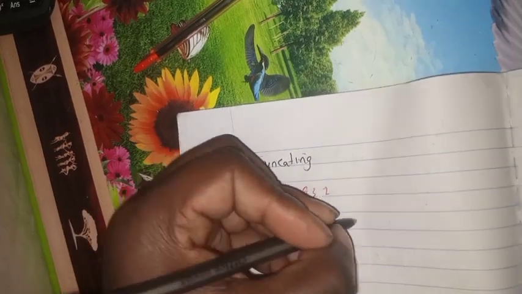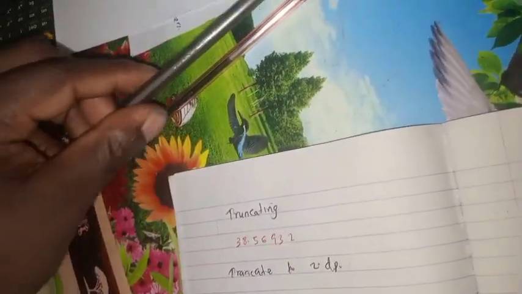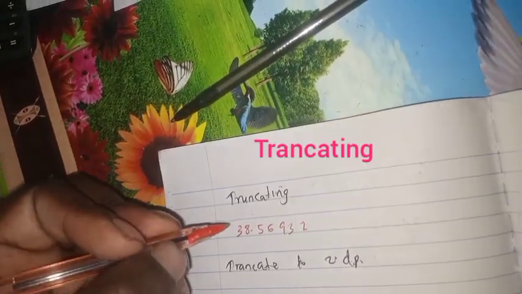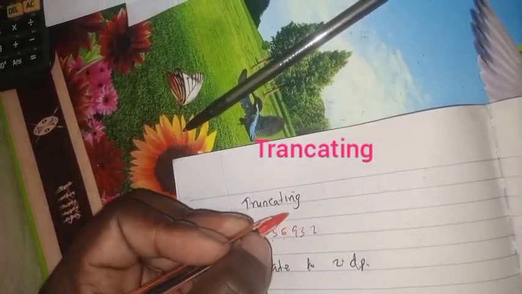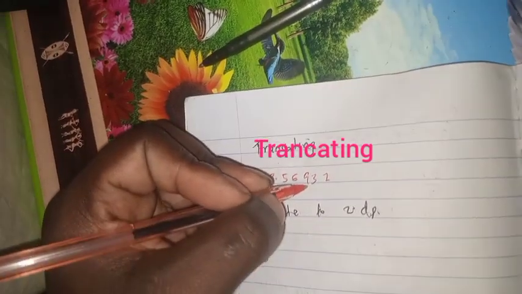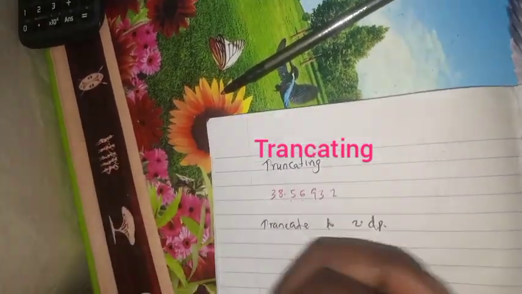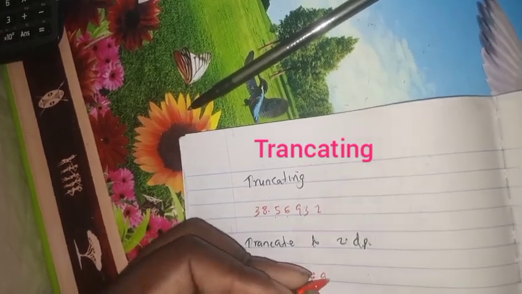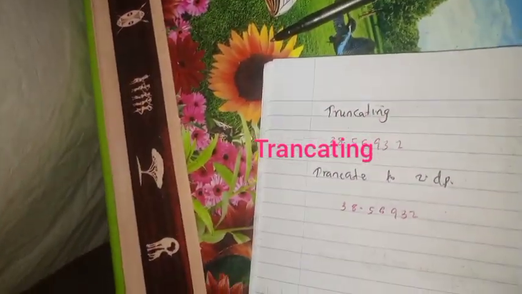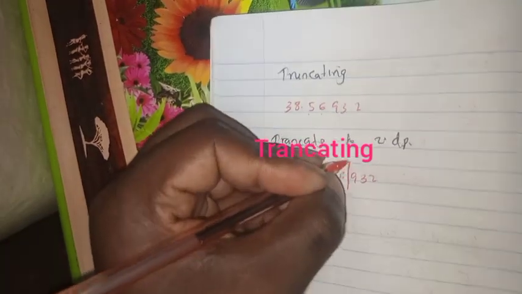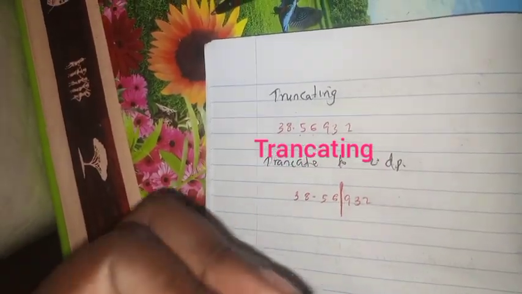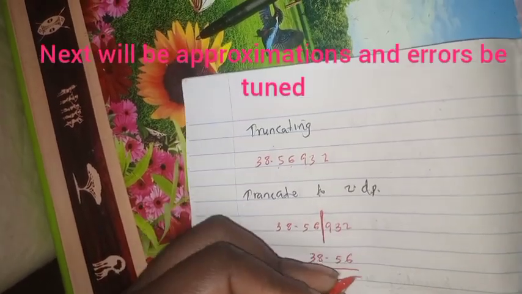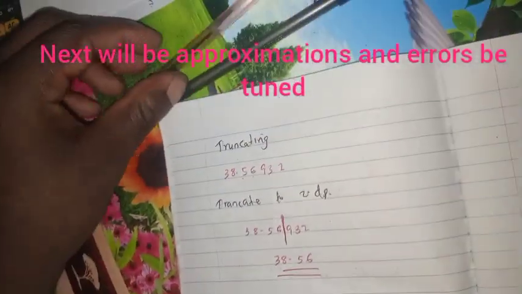Now this one is different from rounding off, because if you check the 2 decimal places, it is 1, 2, and then it means we cut. We are not going to check whether the number is more than 5 or less than 5. So we have 38.56932. If you're told to truncate, you just cut at the 2 decimal places, and the answer is 38.56. That is going to be the answer in our case.